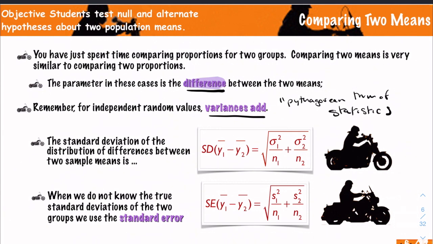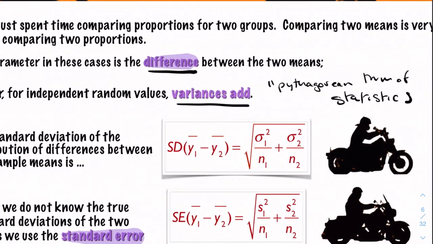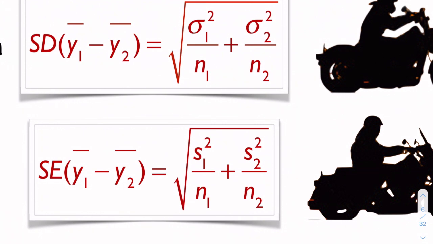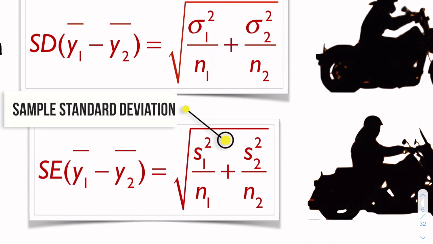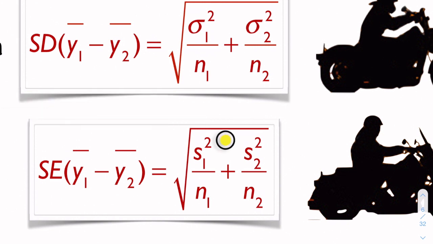But when you don't know the true standard deviations of the 2 groups, we use the standard error. So we use standard error when we don't know the standard deviations. And standard error, as opposed to standard deviation, we use SE. The SE of the difference in our averages is equal to the square root of the sample standard deviation squared over the sample size of group 1, plus the sample standard deviation squared of group 2 over the sample size.